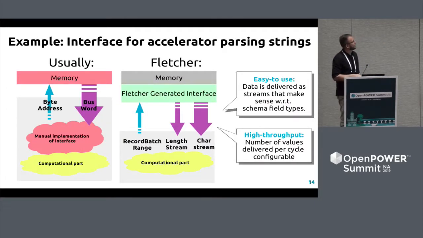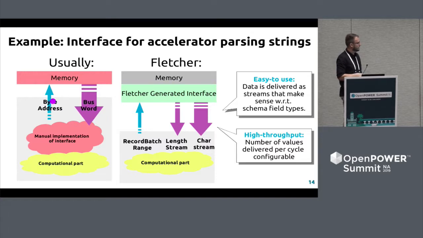Okay, so what you usually see as an accelerator developer on FPGA, you usually interface with memory directly through a byte address and you get a bus word, right? And this is very wide nowadays, 512 bits on, for example, OpenPOWER SNAP, right?